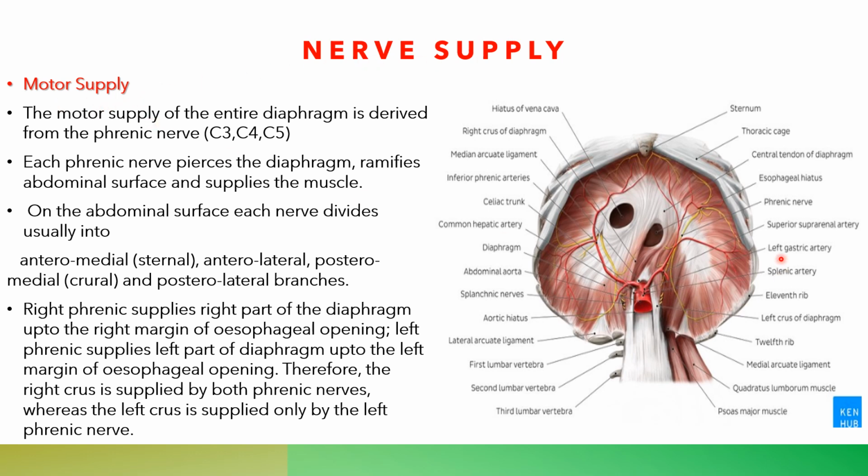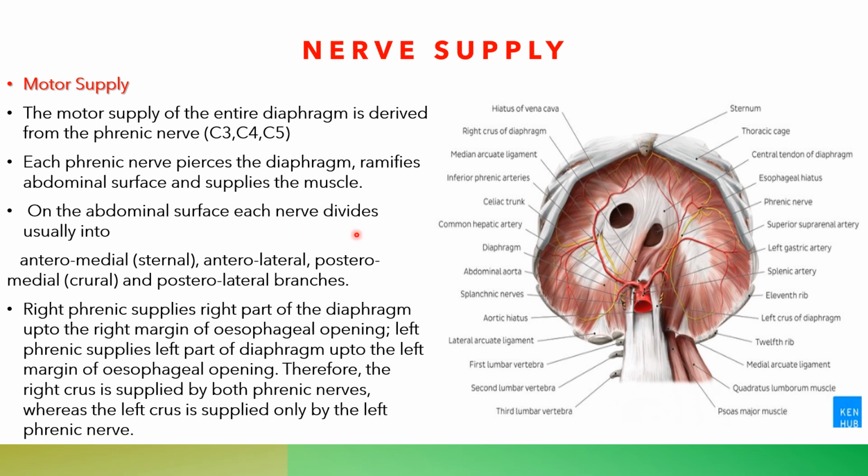Coming to the motor supply of the diaphragm, since it is a muscle, it is supplied by motor nerve. Motor supply of the entire diaphragm is derived from the phrenic nerve, C3, C4 and C5, coming from the cervical plexus. Each phrenic nerve pierces the diaphragm and ramifies over the abdominal surface and supplies the diaphragm.